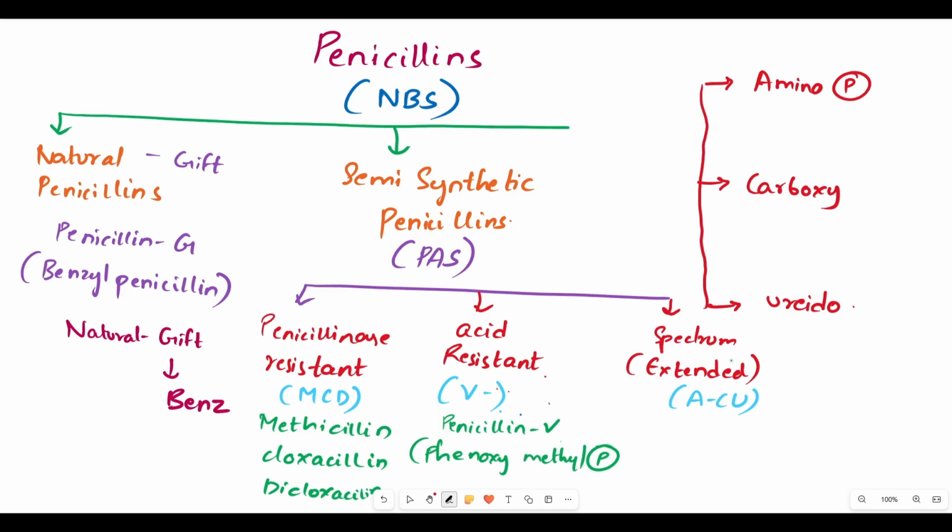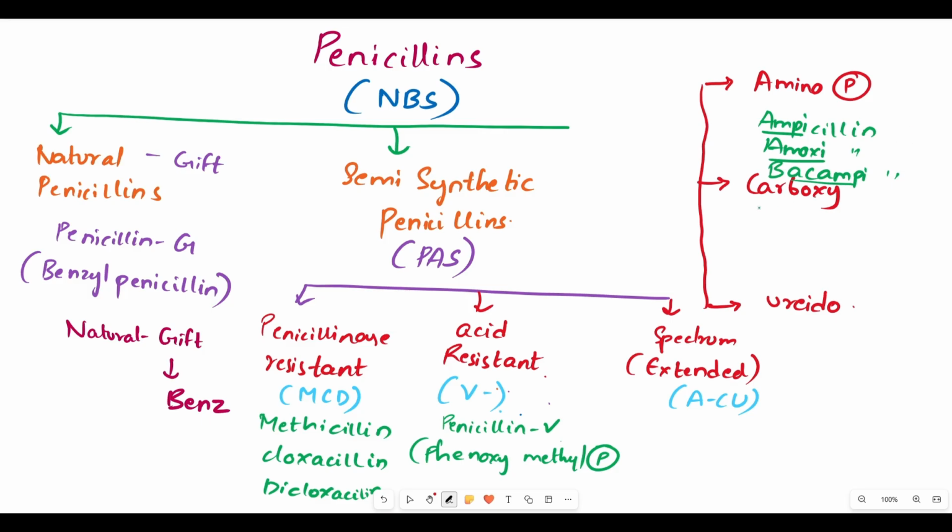So coming back to this extended spectrum penicillin, I said to remember the word ACU. So the first class is aminopenicillins. Here remember that amino has three friends. One friend's name is ampy, so it is ampicillin, amoxy, amoxicillin, then bicampy, bicampicillin. So amino has three friends, that is ampy, amoxy and bicampy. So ampicillin, amoxicillin, bicampicillin come under these aminopenicillins.